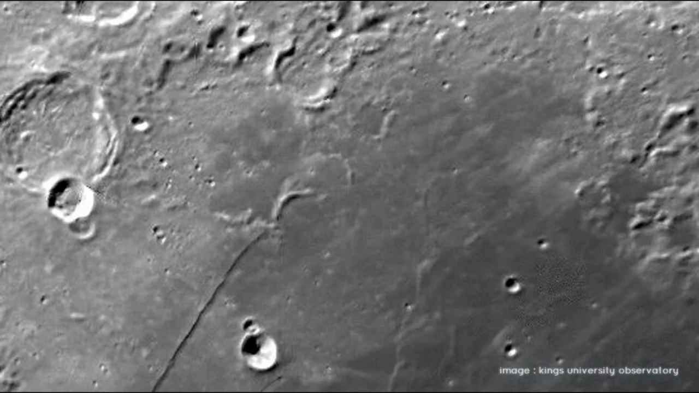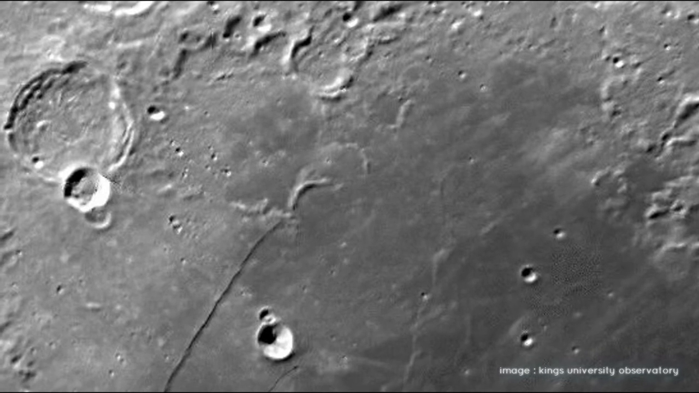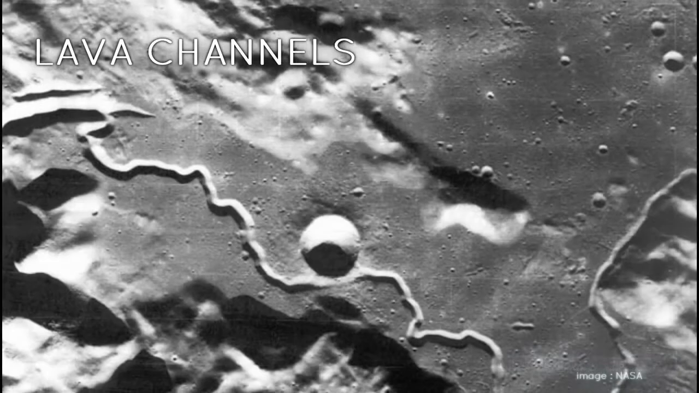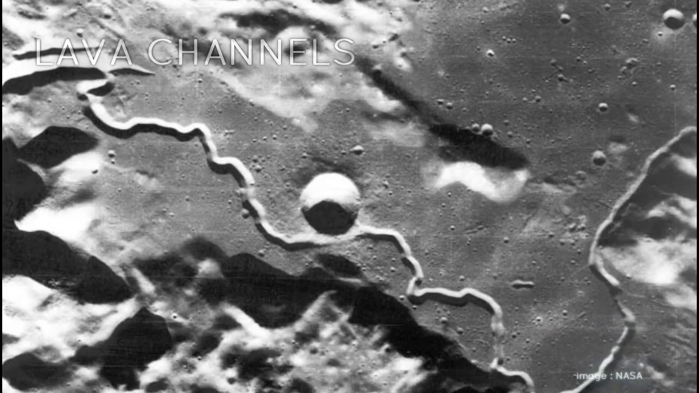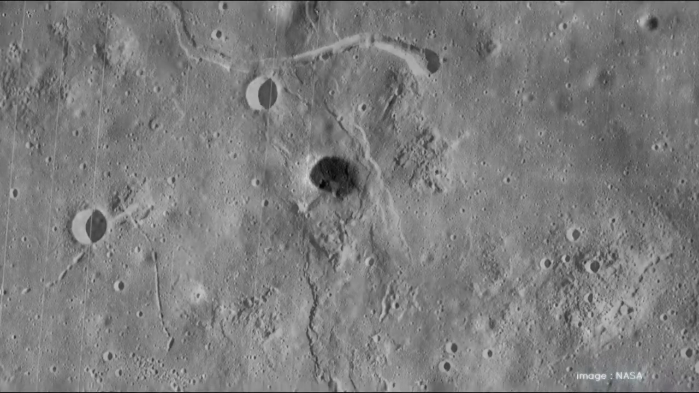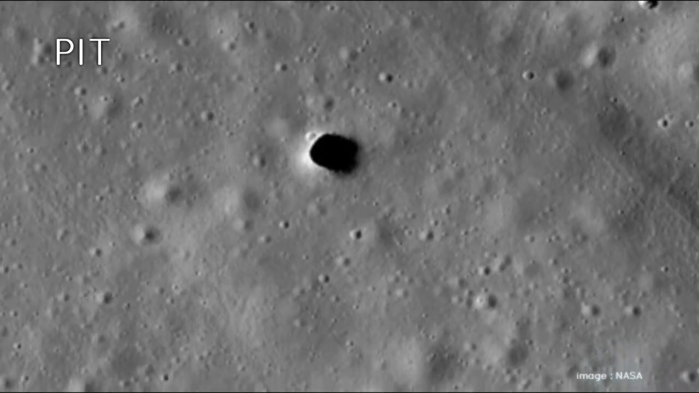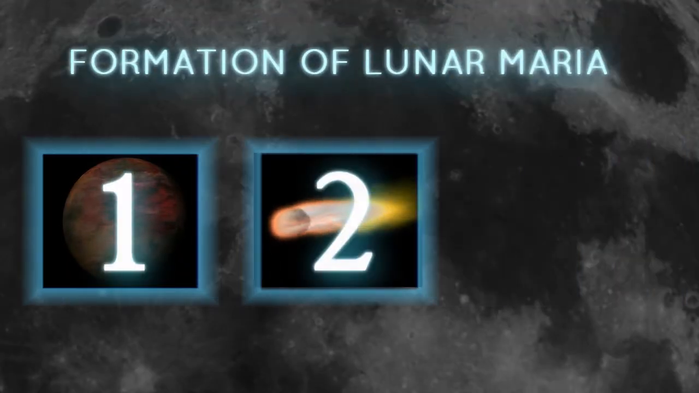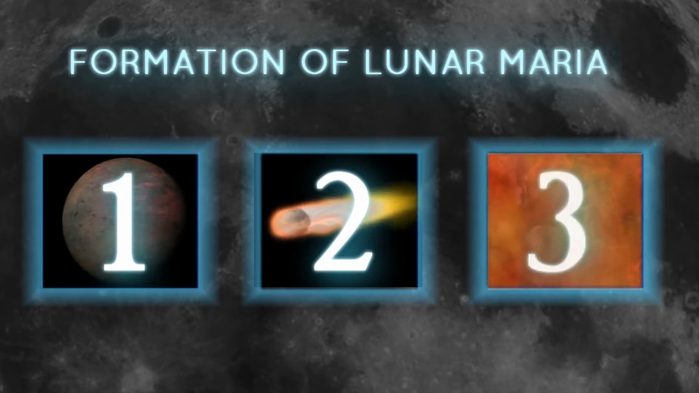Other geologic features also formed on the Maria, such as lava channels, pits, domes, and crater chains. This process of impact craters filling with lava accounts for the basaltic composition and flat terrain characteristic of the Maria.